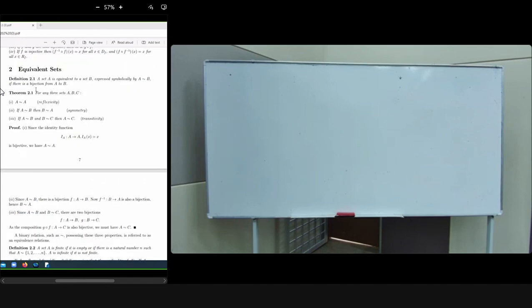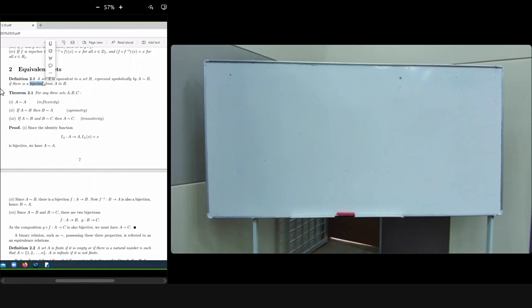Now we start equivalent sets. Please pay attention. Equivalent sets are not equal sets. So the definition, please memorize: two sets A and B are equivalent if there is a bijective function, not only injective, bijective. But in order to find the bijective function, yes, we have to find the injective function.